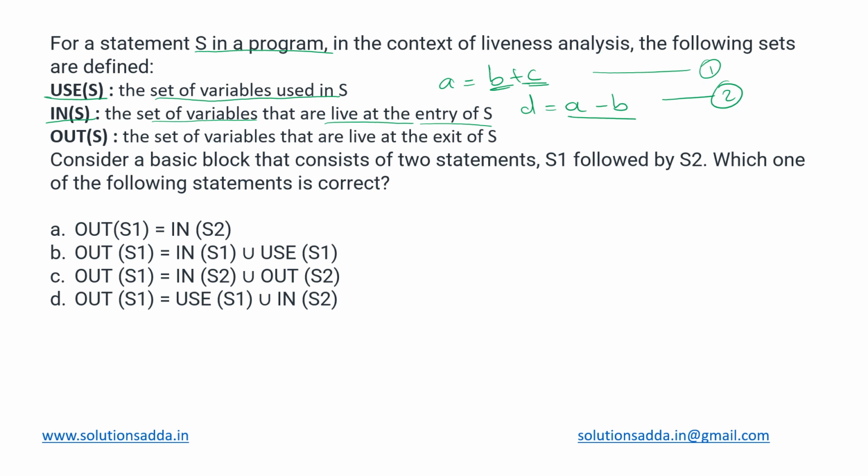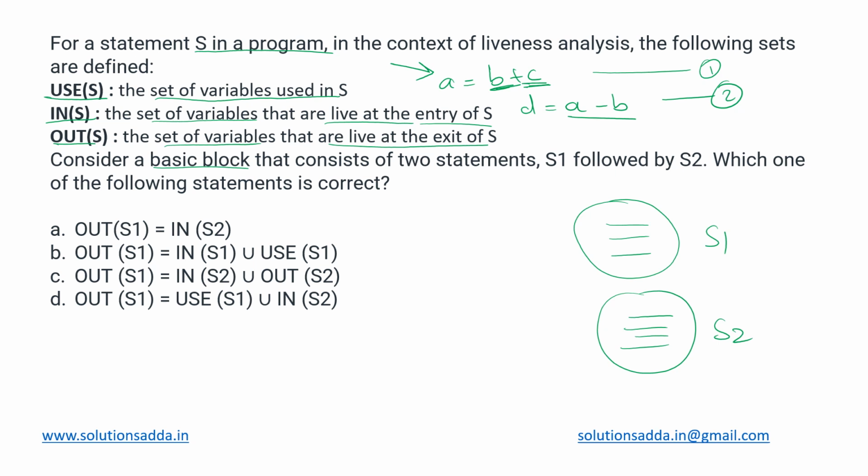Then the third one is out of S, which means the set of variables that are live at the exit of S. So considering statement one, which variables were live at its exit? B and C. Now if we have two basic blocks, a basic block is simply a set of statements. This is our block S1, and this one is S2. These two are basic blocks, and every basic block has a single entry and a single exit. So if some variables are live at the end of the first basic block S1, then they have to be live at the entry of the next basic block S2, because in between there is no way that any variable can be destroyed. So if they are live at the end of the first block, then they have to be live at the start of the second block. That is what we'll be assuming.